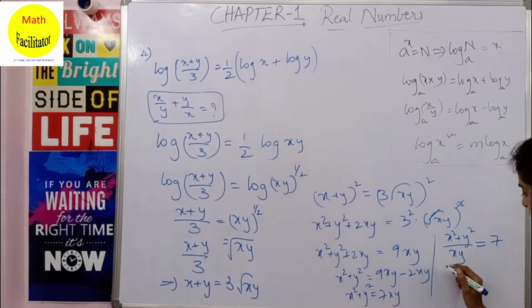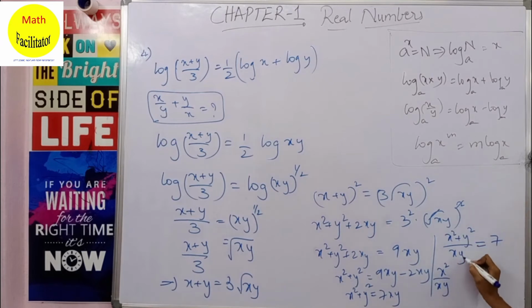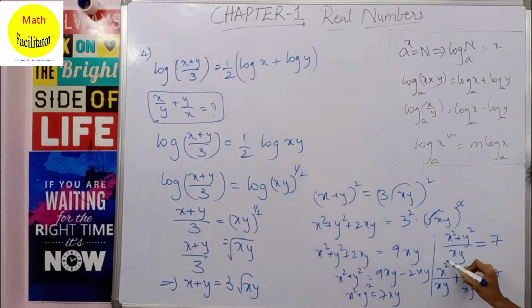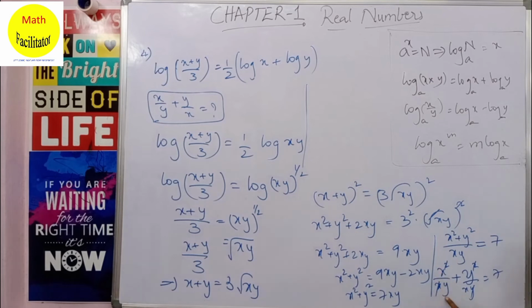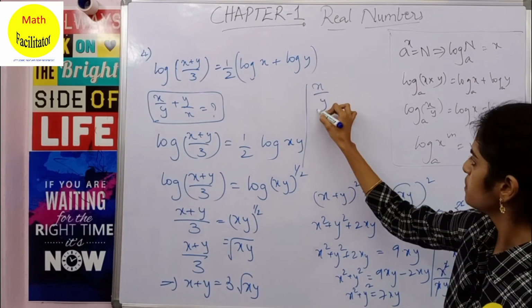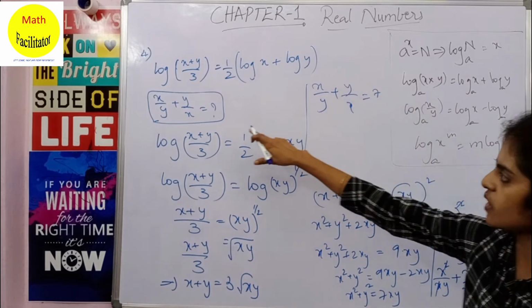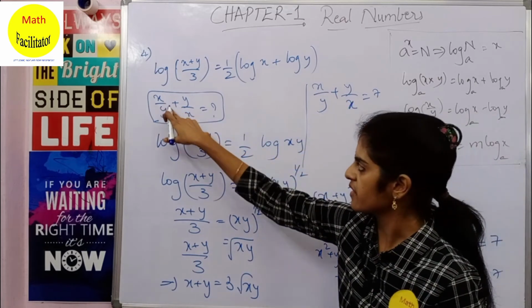Okay, now separate the numerator and denominator. Okay, so this is x²/xy + y²/xy, equal to 7. Now you can cancel 1x and 1x and 1y and 1y. Okay, so you are left out with, I'll write here x/y + y/x equal to how much? 7. Okay, is this what is asked in the question? Yes, so you have proved it that x/y + y/x is 7.